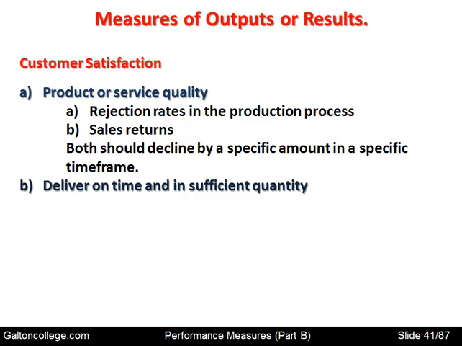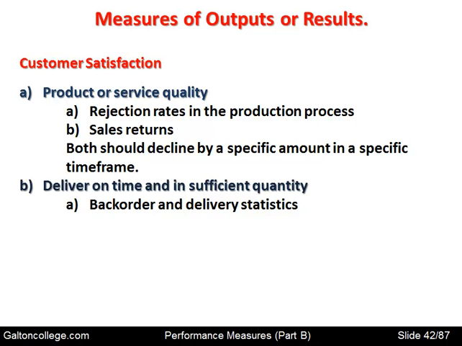When they go into a shop, they want to be able to buy the product and take it away with them. They don't want to see a notice to say the product will be available in 3 weeks' time. Please call back. So delivery time in sufficient quantity. It should be enough there to satisfy the customer. And that could be an output measurement.